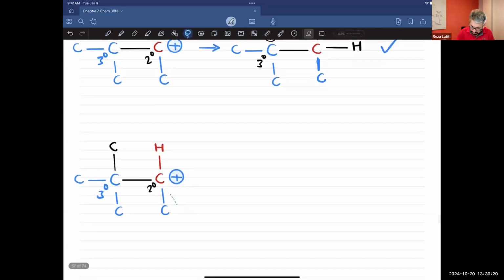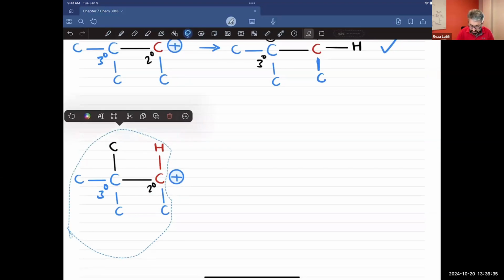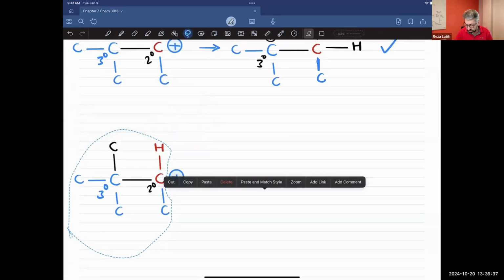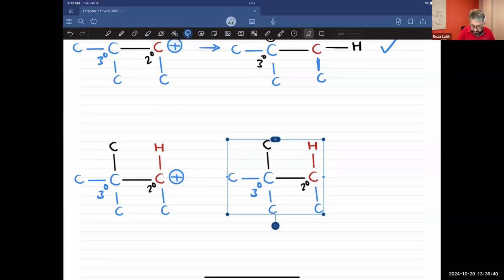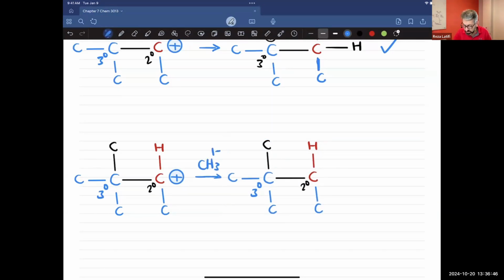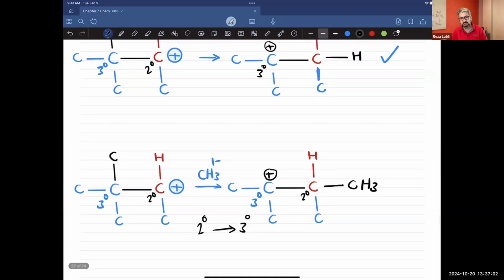Again, you can repeat this by moving, this time, a methide group instead of a hydride. In this case, we're going to move the CH3 with a -1 charge and put it here. And where was the CH3? It used to be here, so that one is gone. Now I got a carbocation, and that carbocation is a tertiary. So from secondary, I turned it to a tertiary by moving a methide group.